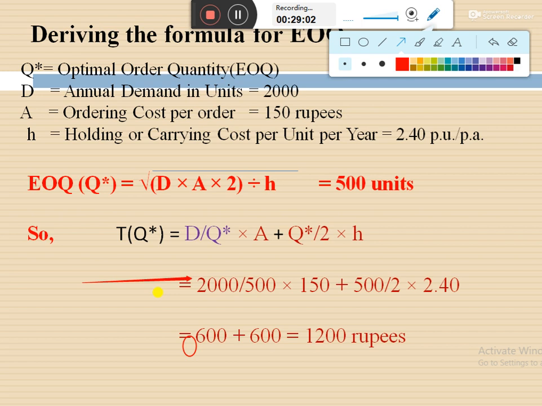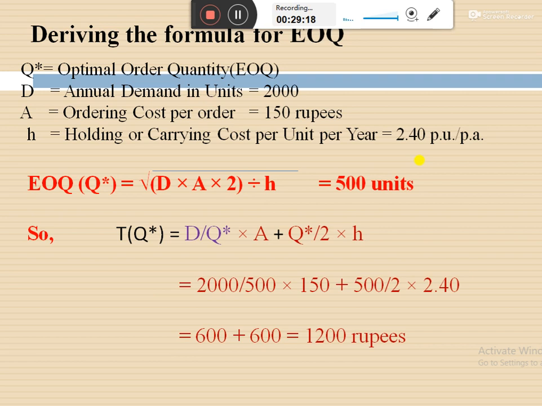So by using this formula, or the classical economic order quantity model, we can calculate the total inventory cost, or we can minimize the total cost of inventory. In the coming videos of this lecture series, we would discuss some other models that are studied under the fixed order quantity system. Thank you.